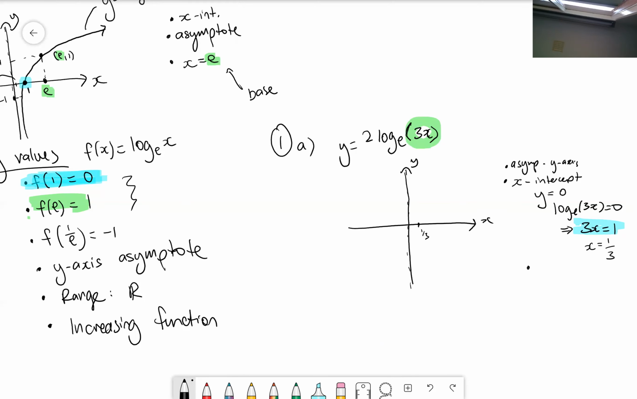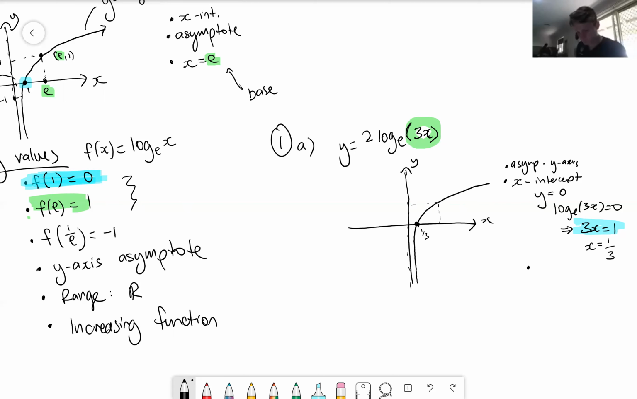Okay, now, should we get another point just to make it a little bit easier? Because we've got the shape of the graph. We know it's going to be like this. We've got the asymptote, a point. Why don't we get one more point up here?